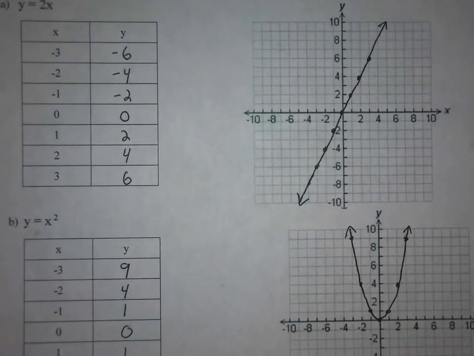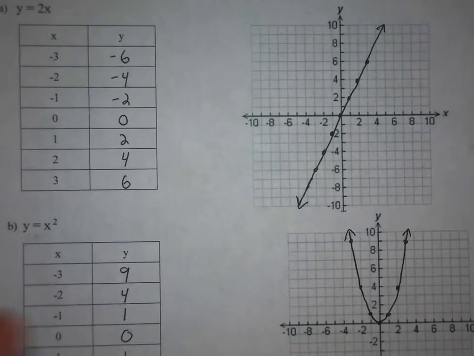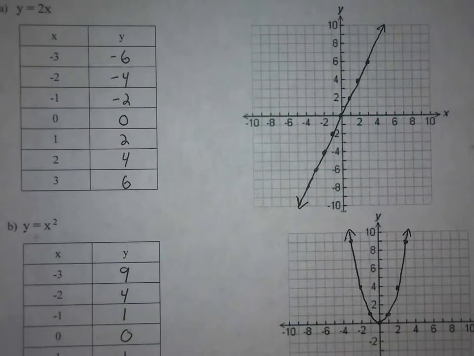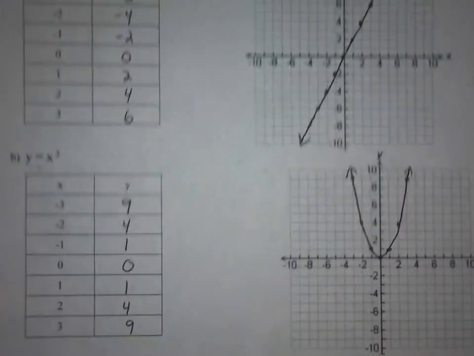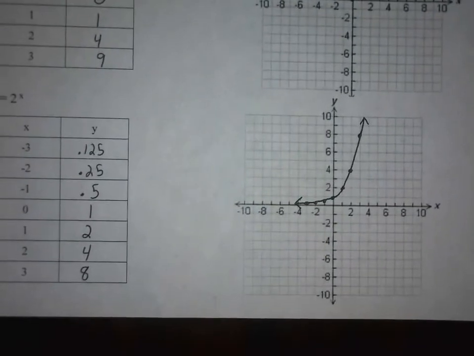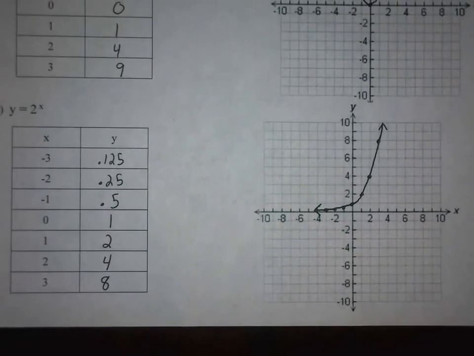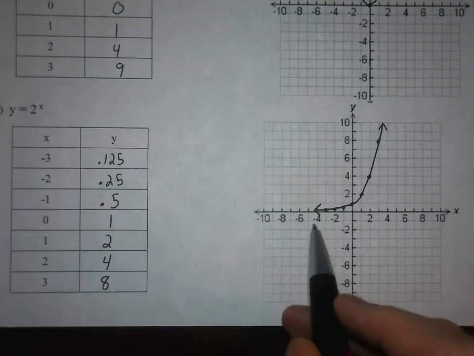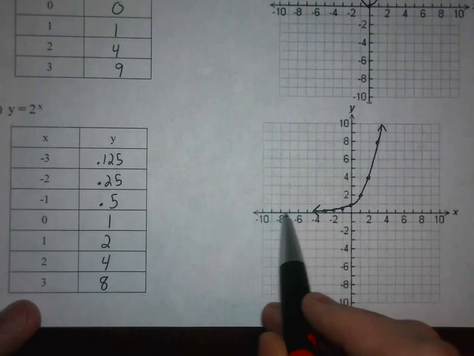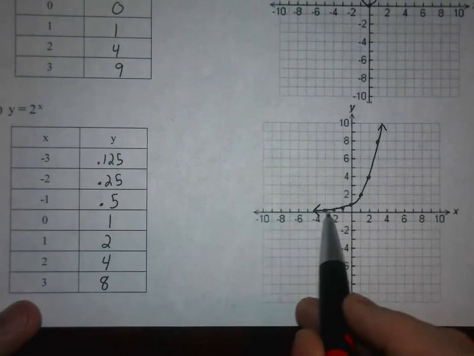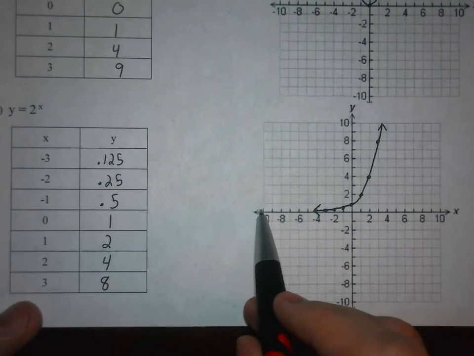So there's the graph of the first two. Okay, the first one is a nice line. The second one is this U shape, or a quadratic, or a parabola. And then the third one, part C, there's the table and graph for it. Okay, this is kind of a weird graph where as you go farther and farther to the left, so as x gets smaller and smaller, you end up getting closer and closer to 0 for the y value.